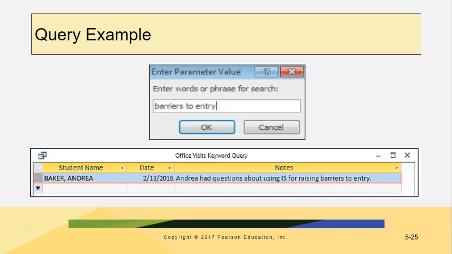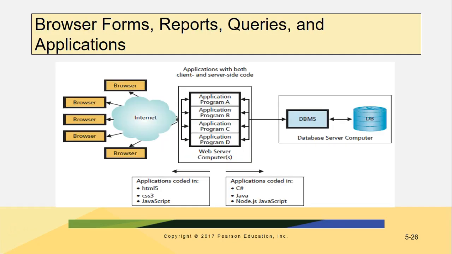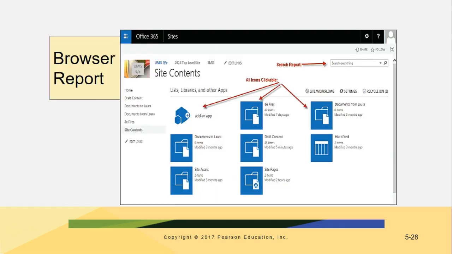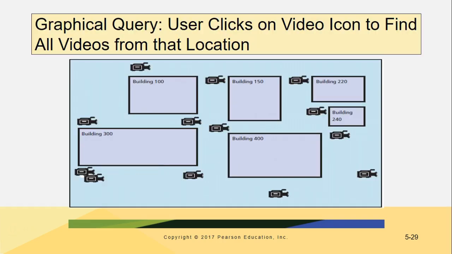This is what a query looks like. This is a return. Anyone that had barriers to entry in their email to us. This was the only one this query returned. So all this comes together: a database management system, using browsers and web servers and database servers to use applications, web cloud-based applications. That's what a form looks like. We saw that in Access. This is what a report might look like.